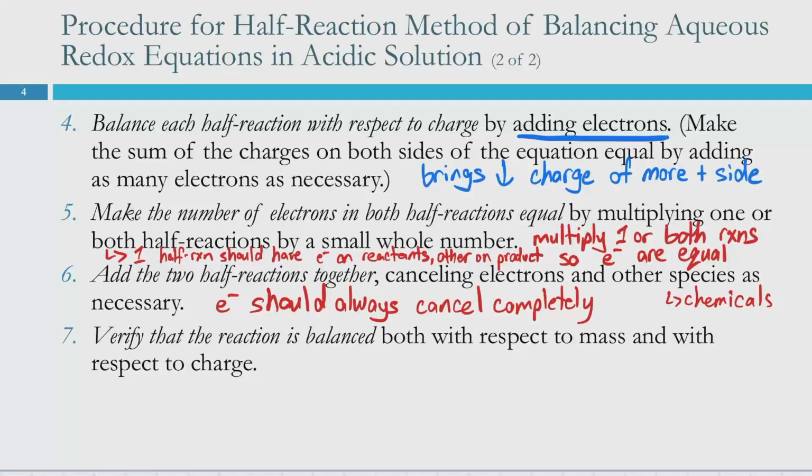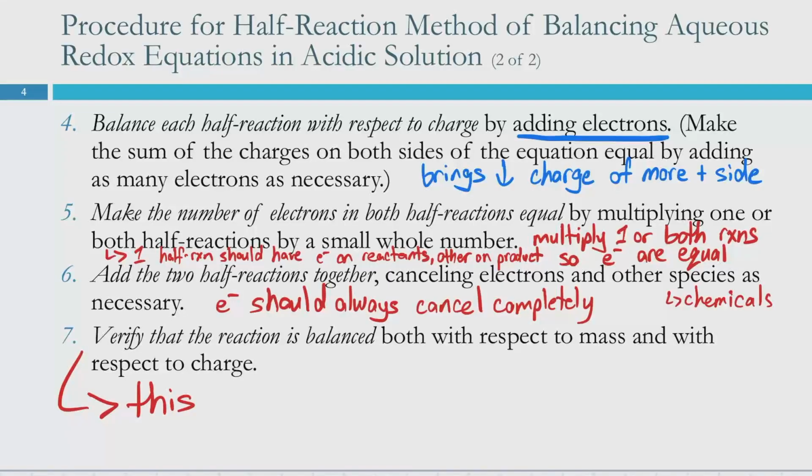If you end up with extra electrons, something went wrong. And then, finally, we can verify that the reaction is balanced with respect to mass and with respect to charge.